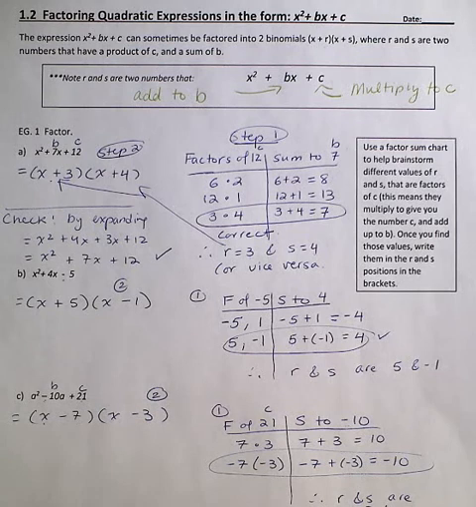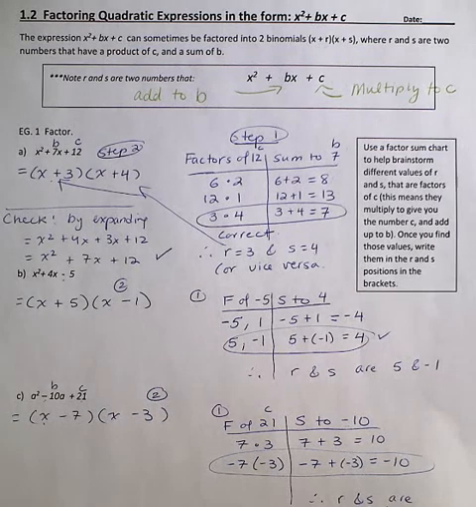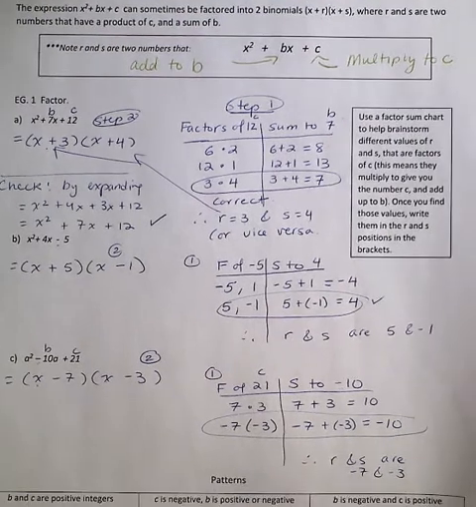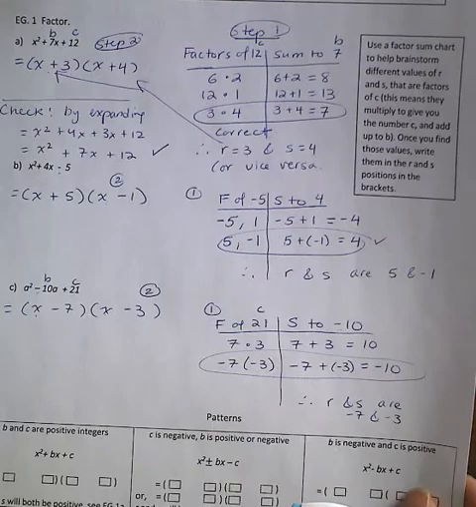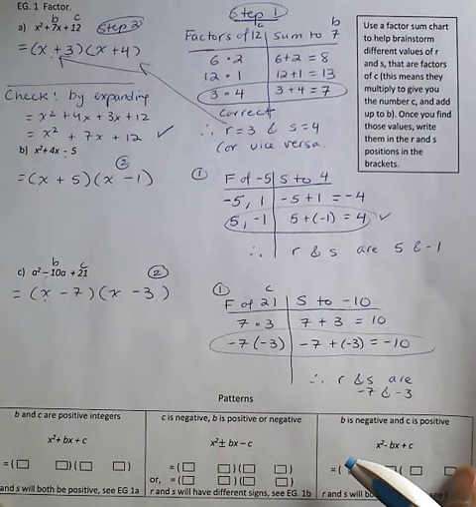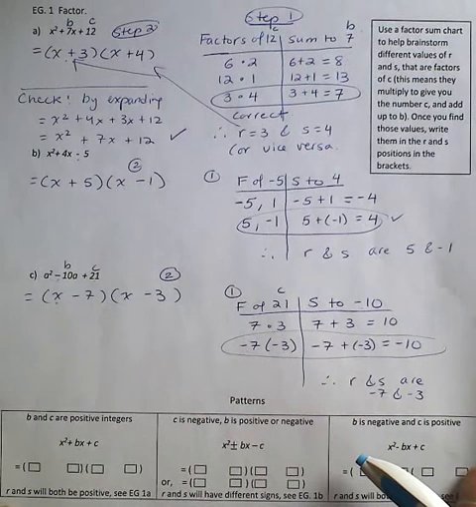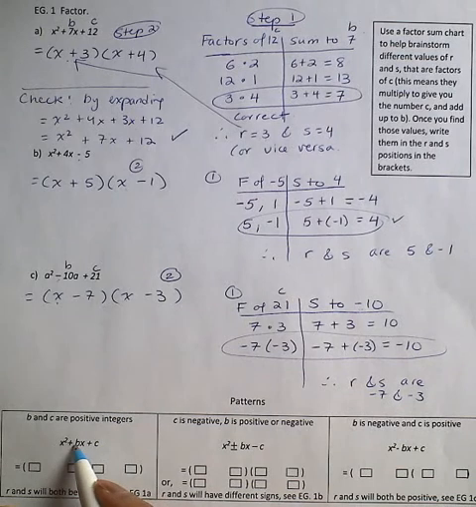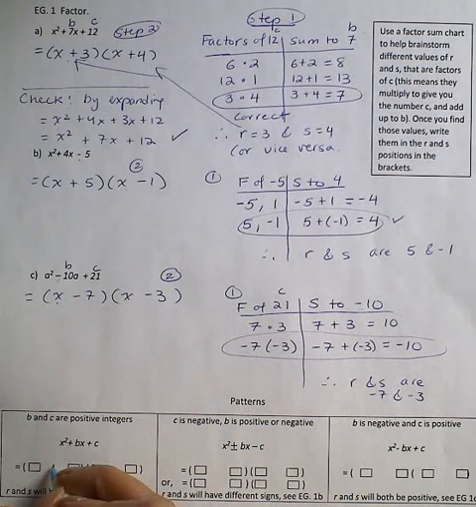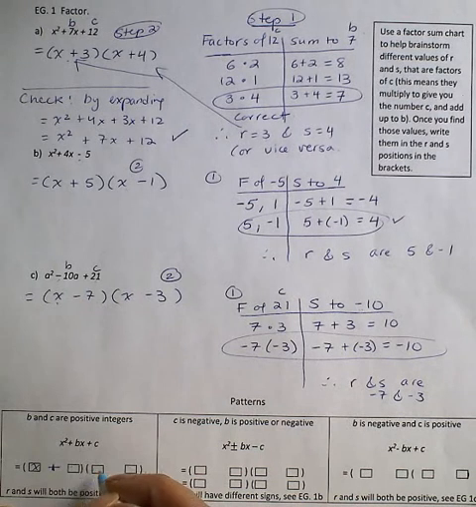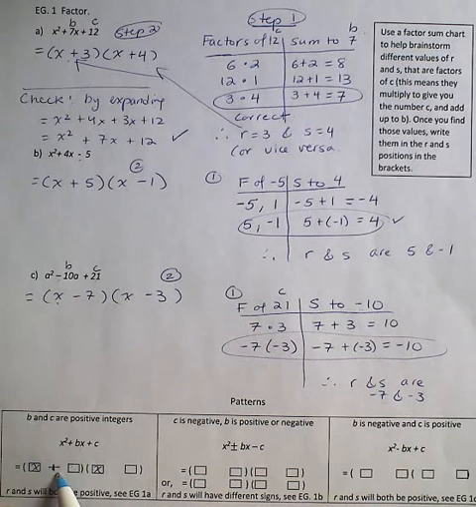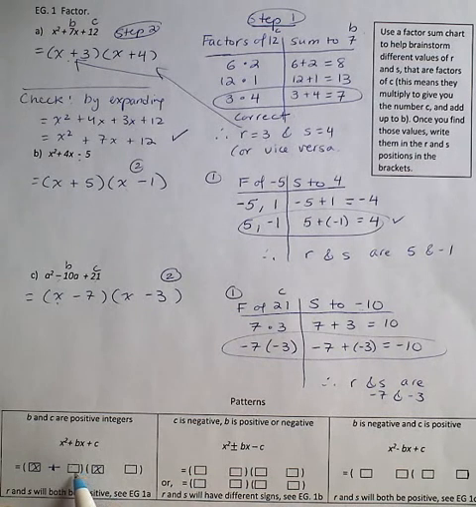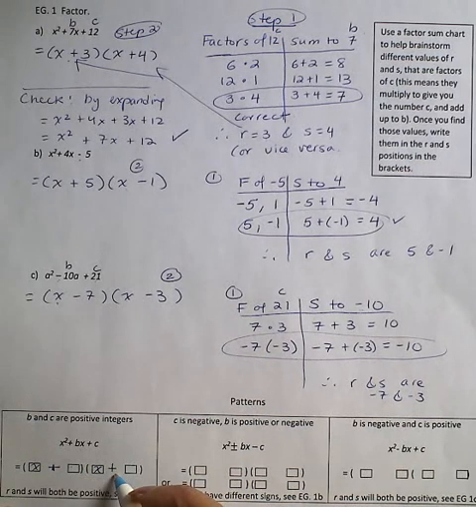So let's just summarize those patterns, which might help you come up with an answer more quickly at the bottom here. So when B and C are positive integers, like that first example, so we've got a positive and a positive here, you're going to have your X. Maybe I'll write the X's here. Plus some number R, and there's going to be another positive here, plus another S value that's positive.